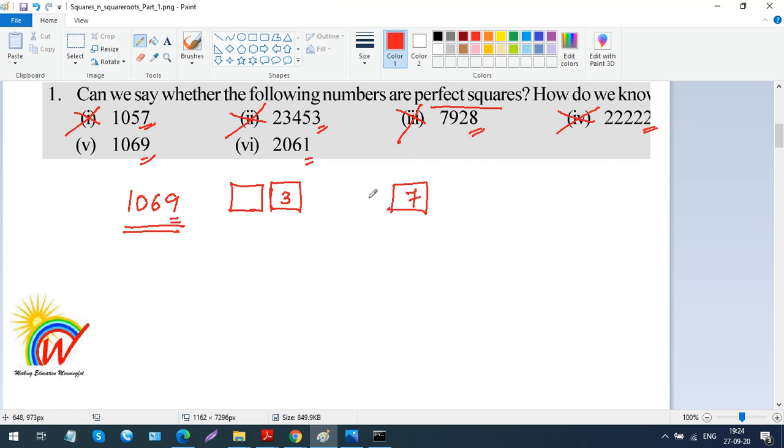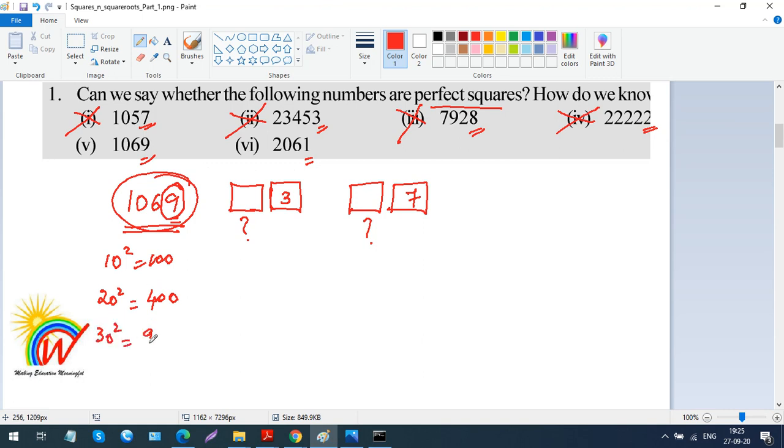Because I am supposed to get a 9 at the units place, and only 3 square gives you 9 and 7 square gives you 49. Again, that also gives you 9. So it has to end with a 3 or a 7. But I need to know what is the tens place over here. So I'll check it. How do I check that? I will see what is 10 square. 10 square is 100. So this particular number is greater than 100. So go to 20 square and check. 20 square is 400. So it's greater than 400 also. So then go for 30 square. 30 square is 900, right?